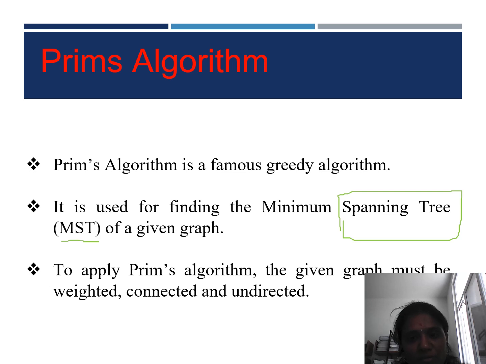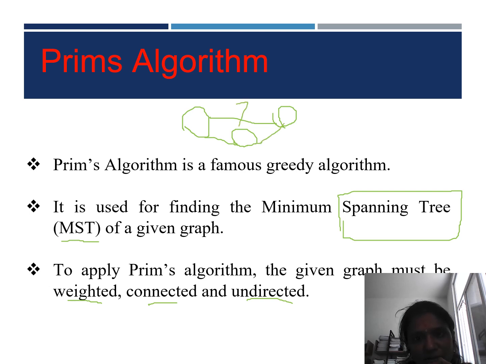To apply Prim's algorithm, the input, that is the given graph, must be a weighted graph, a connected graph, and it must be an undirected graph. These three conditions should be satisfied while giving an input to Prim's algorithm. That is, the graph must be weighted, connected, and undirected. For example, if we have three edges, that is an undirected, connected graph, and it should have some weights like 7, 10. So this is an input for Prim's algorithm.